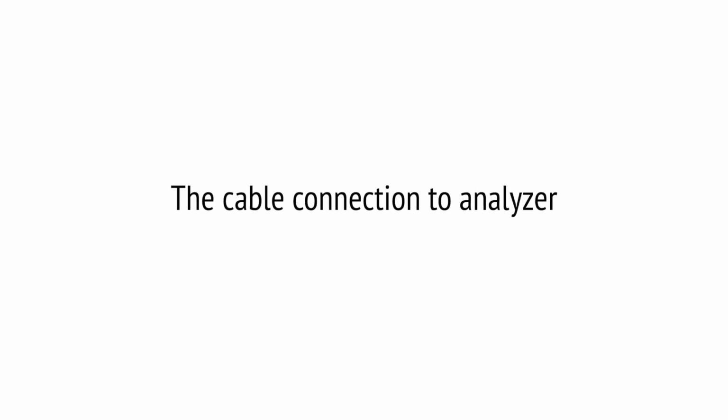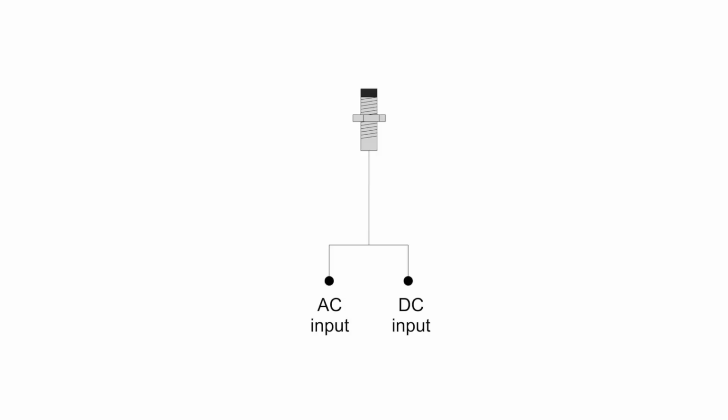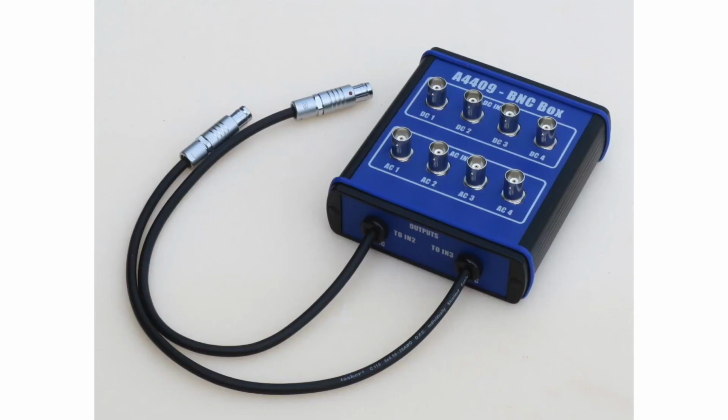We need to measure DC and AC parts together. The DC part contains the position of shaft and AC part contains the vibration information. We must split the signal cable to both inputs. Using of A-4409 BNC box is the simple way how to do it.